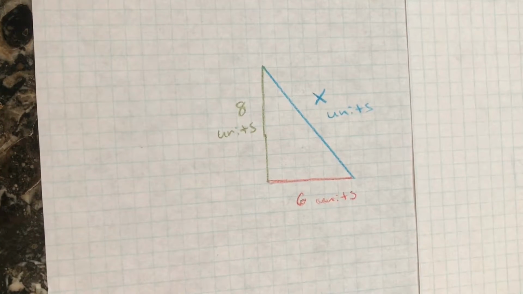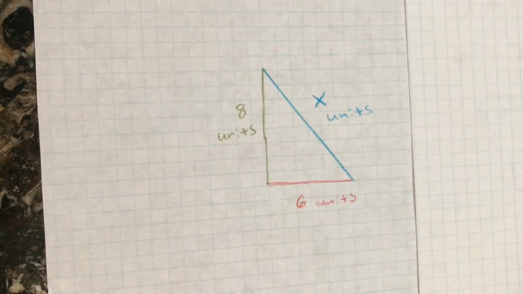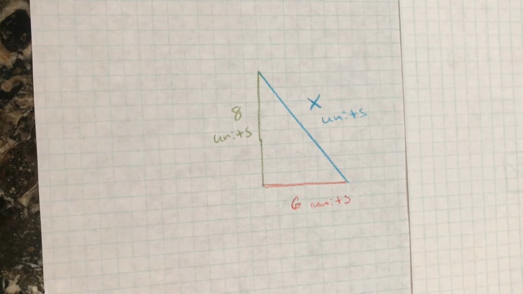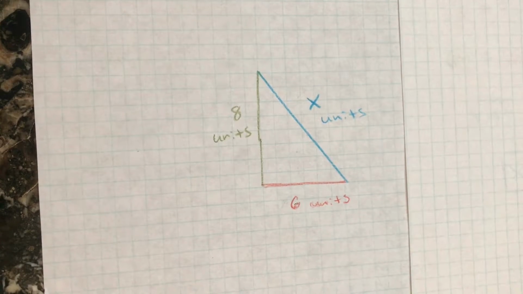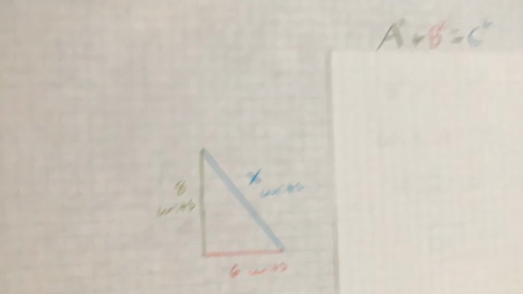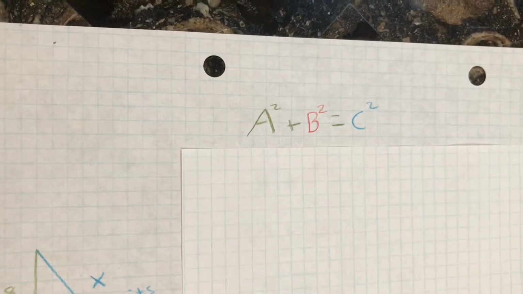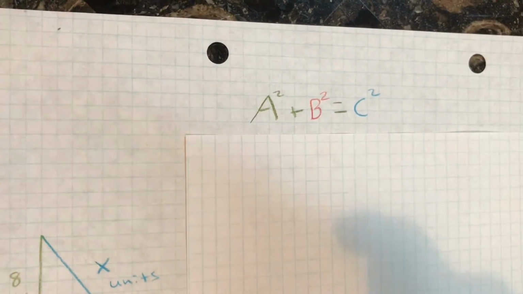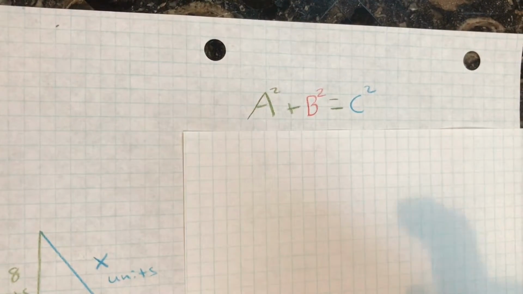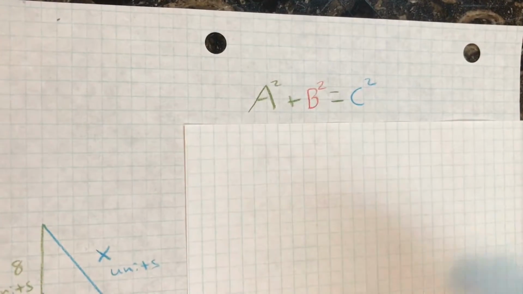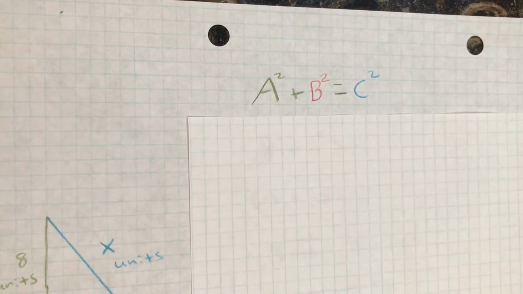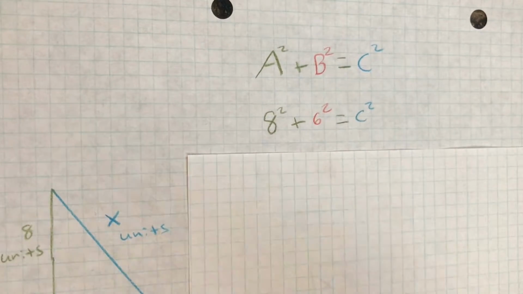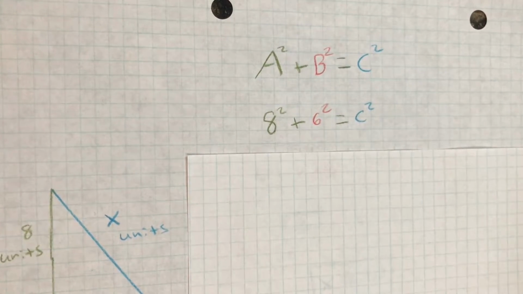Here we have a triangle that is 8 units by 6 units by the unknown variable. How we're going to solve it is by using the Pythagorean theorem formula, which is a squared plus b squared equals c squared. We know that the 8 is the a, the 6 is the b, and the x is the c. From there, we plug it into the formula. So it would be 8 squared plus 6 squared equals c squared.